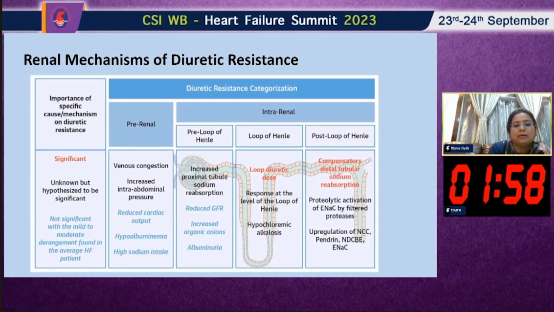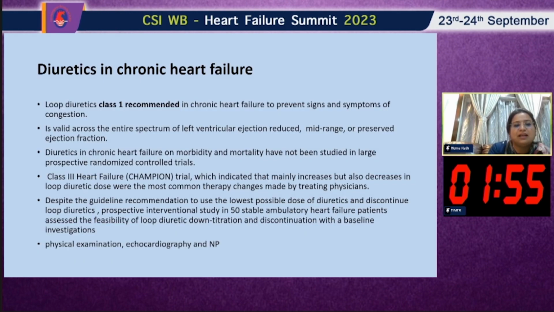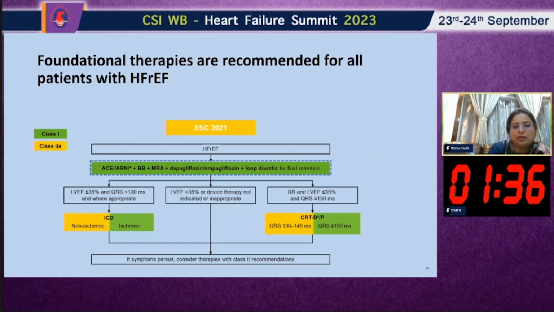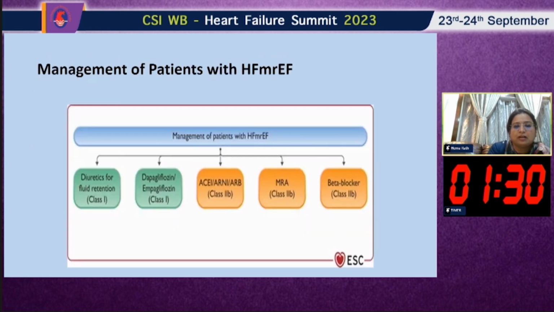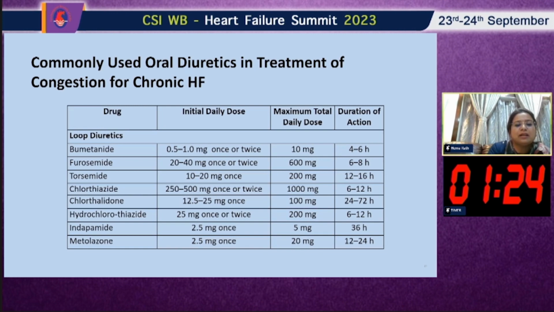Post-loop renal causes lead to diuretic resistance. In chronic heart failure, loop diuretics are a class 1 recommendation to prevent signs and symptoms of congestion. Again, increasing or decreasing the dosage depends on physical examination, echocardiography, and NT-proBNP, which are the markers to titrate the diuretics, apart from the disease-modifying drugs. So there is still a class 1 indication of loop diuretics for chronic heart failure, even across all ranges of heart failure. And these are the same diuretic drugs which are used even for acute heart failure.